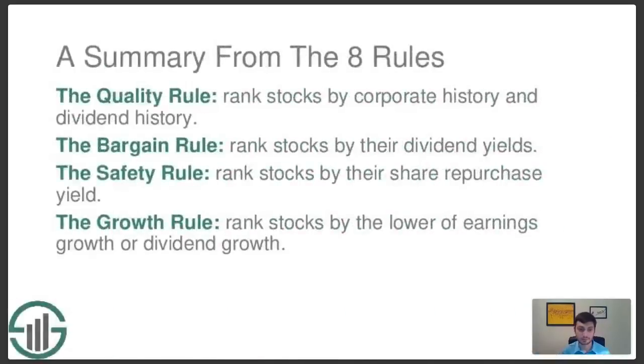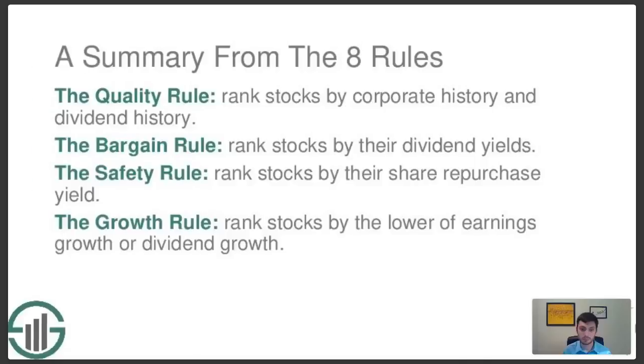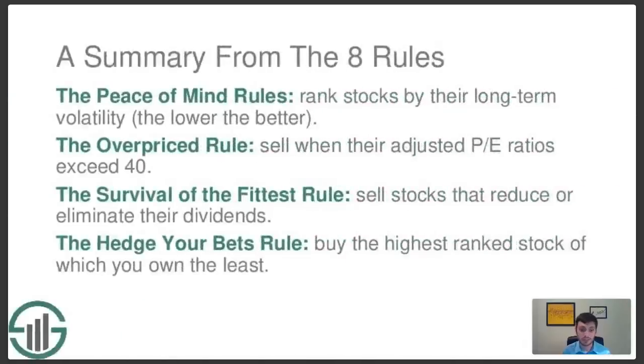A quick summary of the 8 rules of dividend investing. The first 5 rules are the buy rules, which are the quality rule, rank stocks by corporate history and dividend history; the bargain rule, rank stocks by dividend yield; the safety rule, rank stocks by share repurchase yield; the growth rule, rank stocks by growth rate; and the peace of mind rule, rank stocks by their long-term volatility.